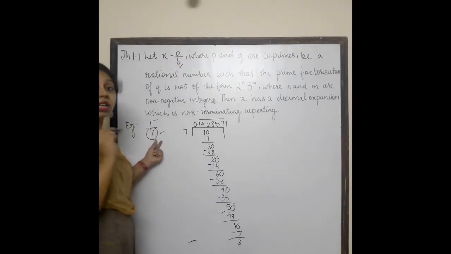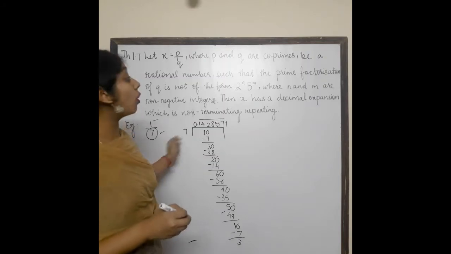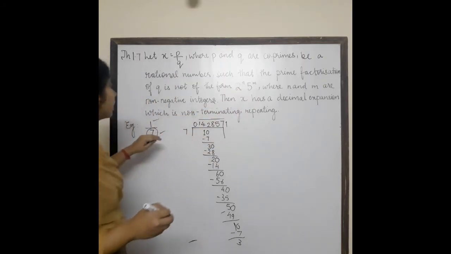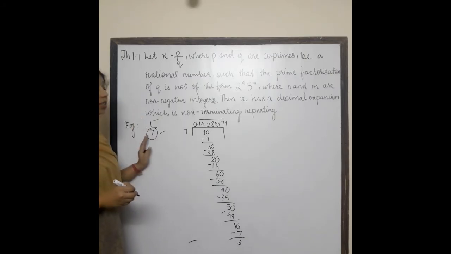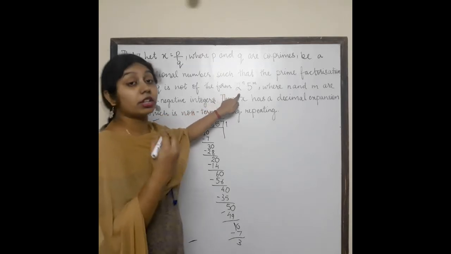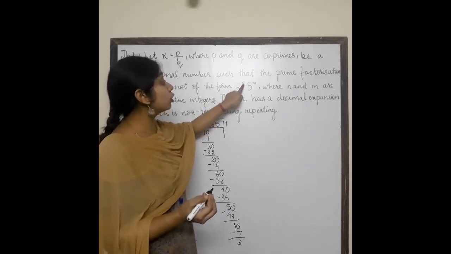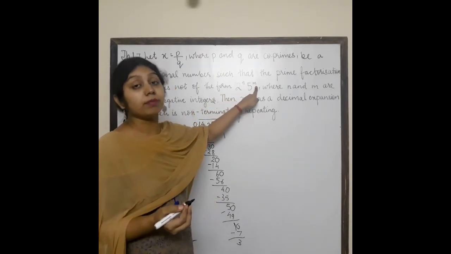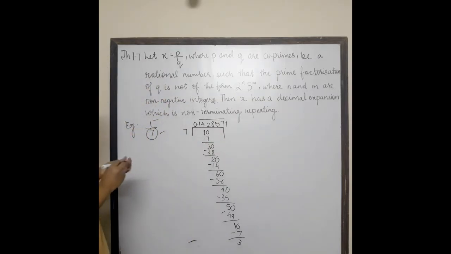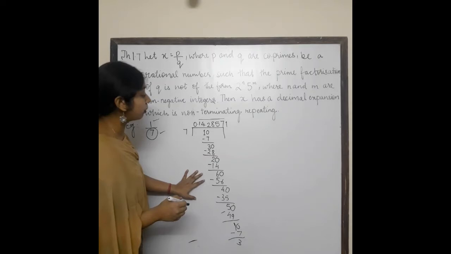But this number 7 cannot be written in the form of 2 to the power n, 5 to the power n. That is why numbers of this type, which are written in the form of p by q, where q cannot be written in the form of 2 to the power n or 5 to the power n, the decimal expansion will be non-terminating and repeating. This is one example over here.